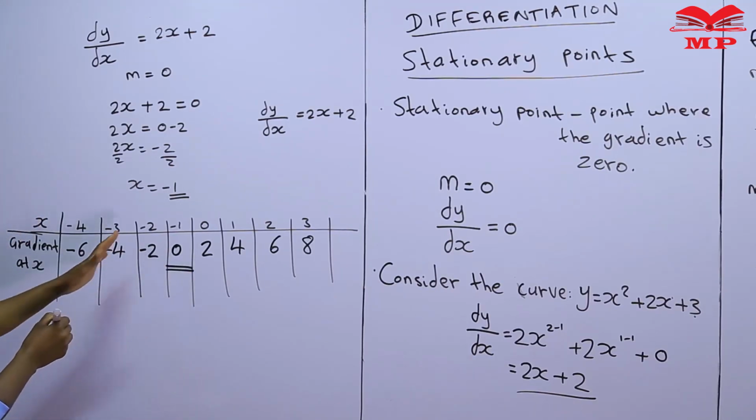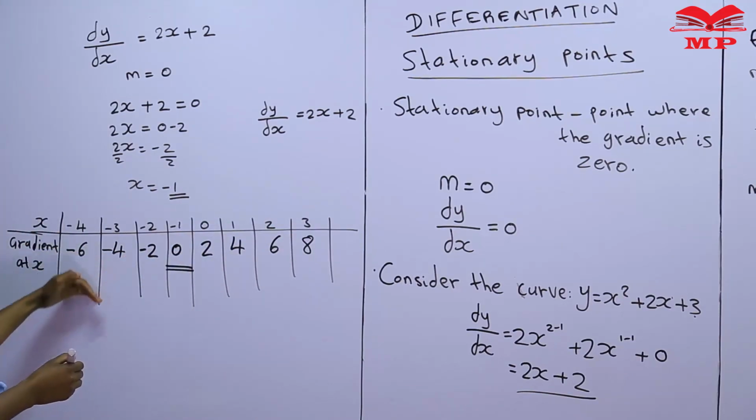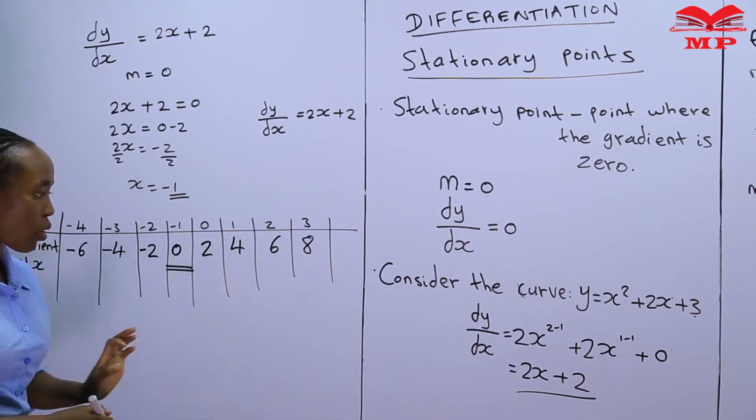The gradient is 0. We have the negative sign, we have the positive sign. So you can see what is happening to the gradient. We have negative 6, negative, negative, then we have 0, then we have the positive.